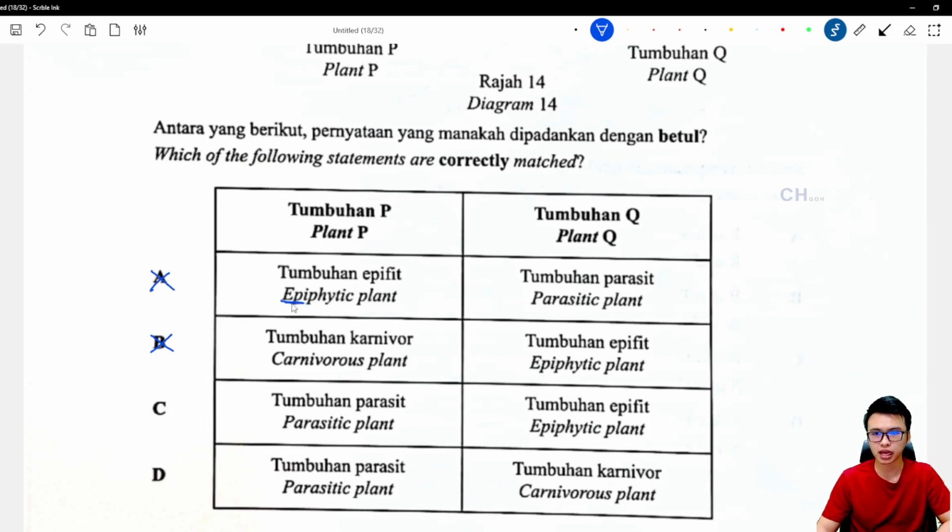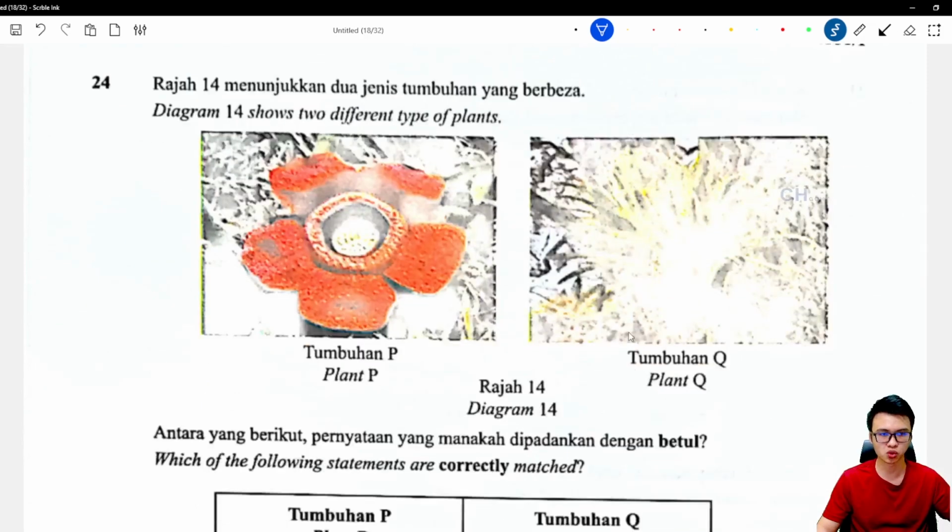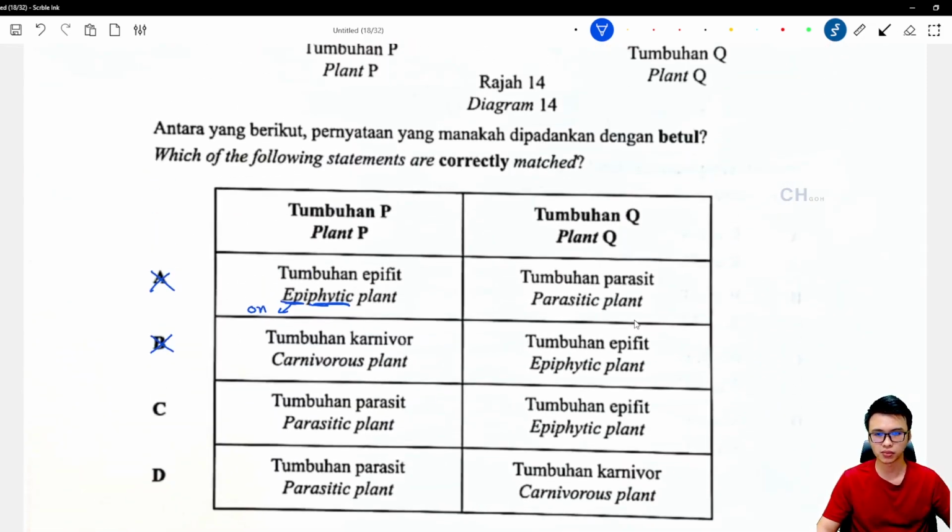A, epi. Okay, epi means on. So phytic means habitat, or the place that the plants like to grow. So the plants love to grow on someone. I think this one is for plant Q. Plant Q is the epiphytic plant. And for P, Rafflesia, it is a parasitic plant. So the answer should be C.